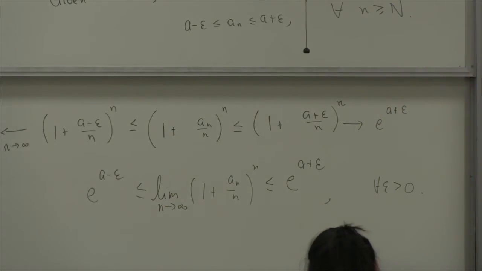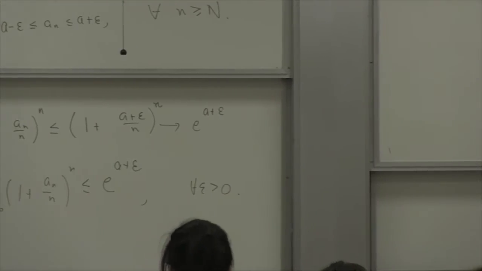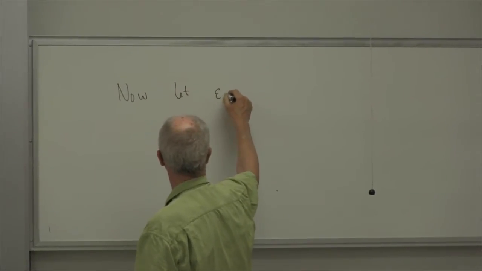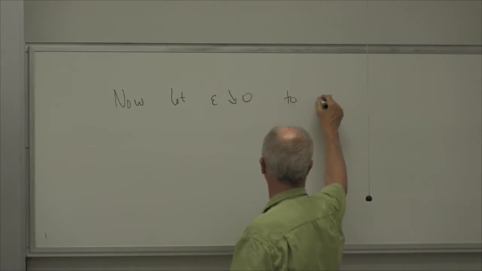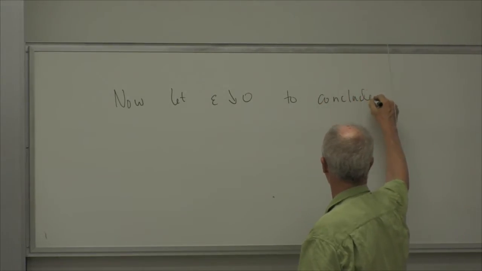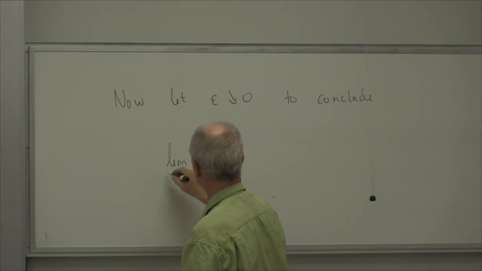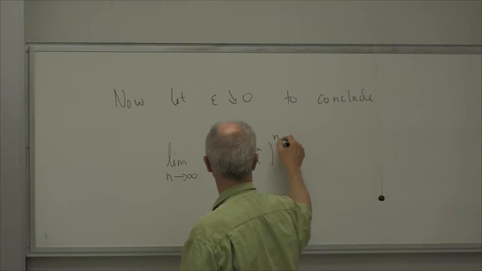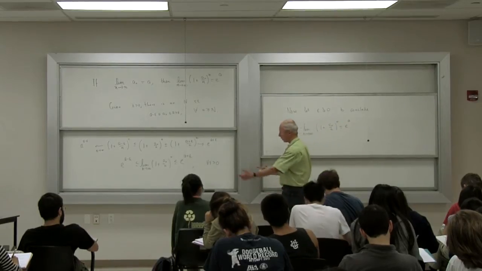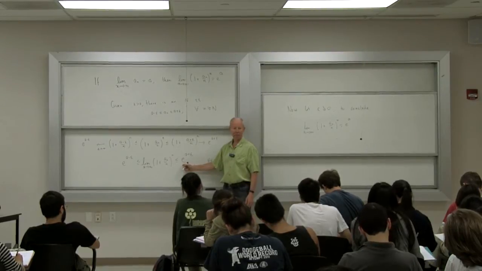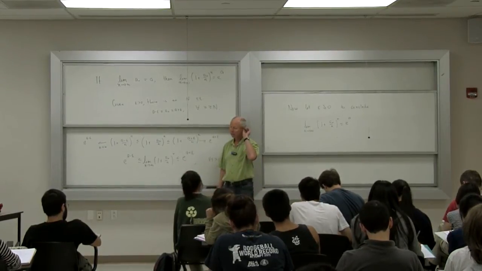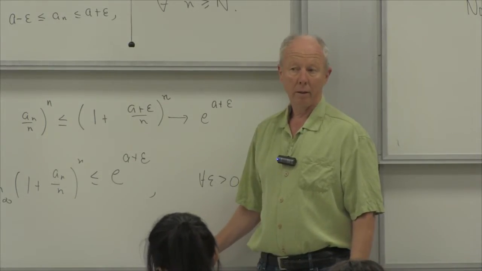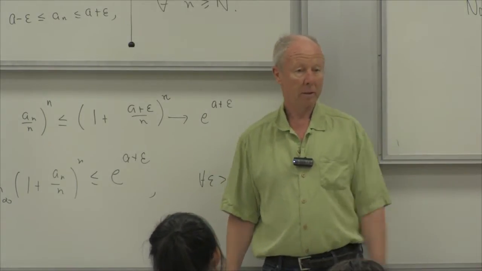And what can I do with epsilon now? I can let epsilon go to 0, because the two ends squeeze down to e to the a, right? And any question on this?